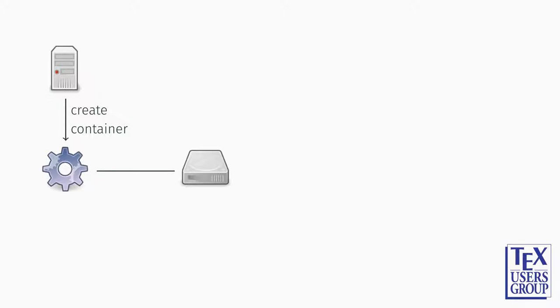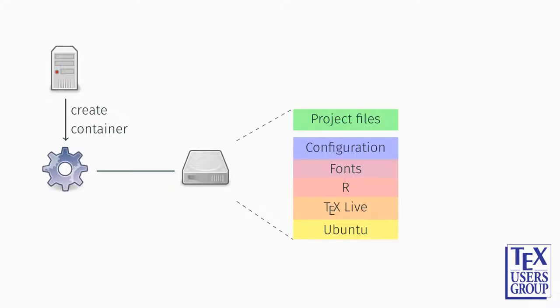The initial file system already contains a bunch of files that you would usually find on a workstation running LaTeX. There's the Ubuntu operating system, there's TeXLive itself, there's R, which is a software for statistics and producing graphs that can be used along with LaTeX. We also add some additional fonts and some configuration. And finally, of course, there's the project files that need to be compiled.